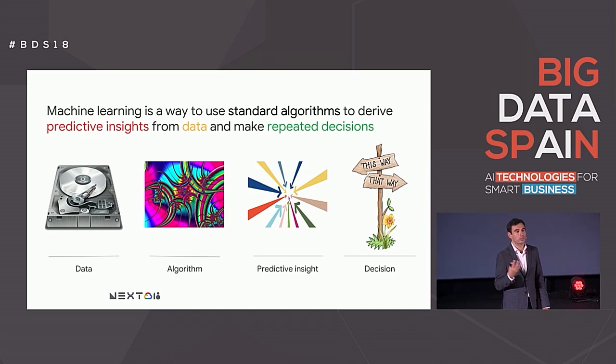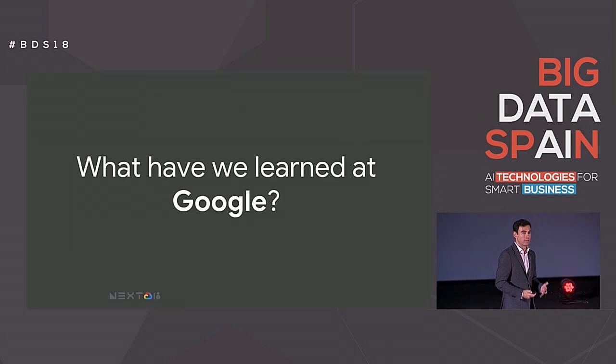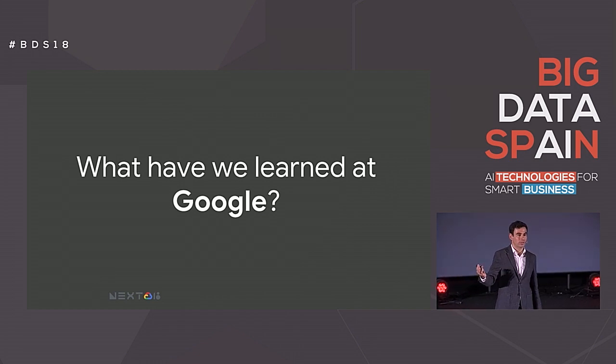For example, machine learning is a great technology for predicting whether a shopping cart is going to be abandoned or not in your e-commerce website. It's probably not the best technology to choose where to place a physical store, because you do that, what, once a year? So first you need to understand the use case and what decisions you're going to be making. And probably if you're going to make a lot of decisions, that's where you start to think about machine learning. So what have we learned at Google in this journey?